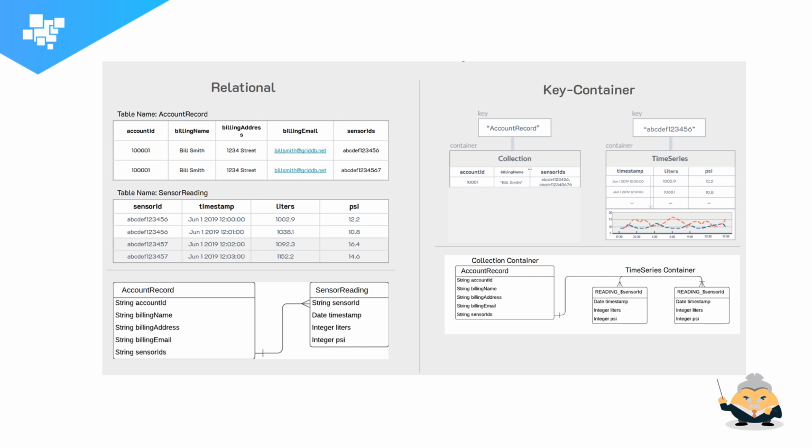And if you compare that to the right side, the key container side, where, as we explained before, each sensor would get its own container. So you can see in the bottom right of this graphic, there would be an account record container, which is a collection container, where the row key could be anything. And that has an array of all the sensor IDs that are relevant for this account. And then each sensor ID has a unique key, and the value of that key would be a container, and that container is the sensor data for only that sensor.